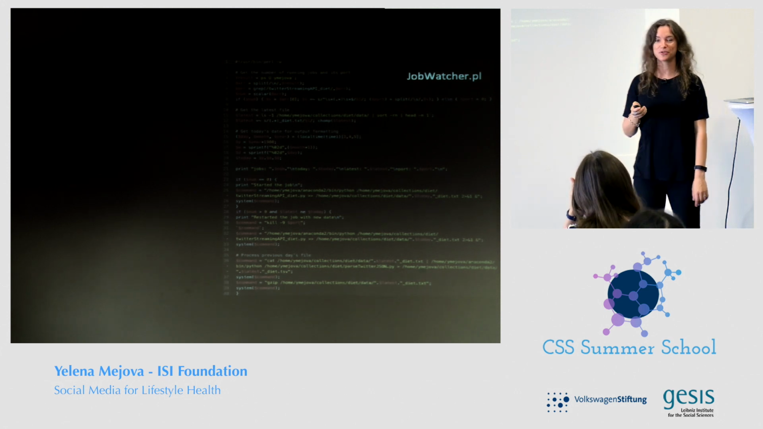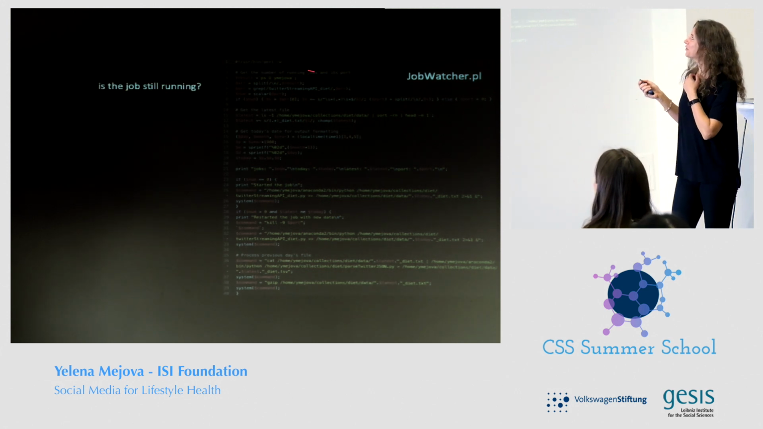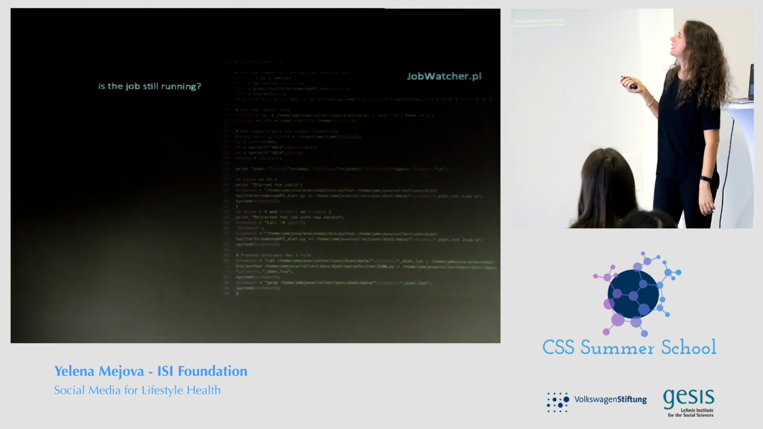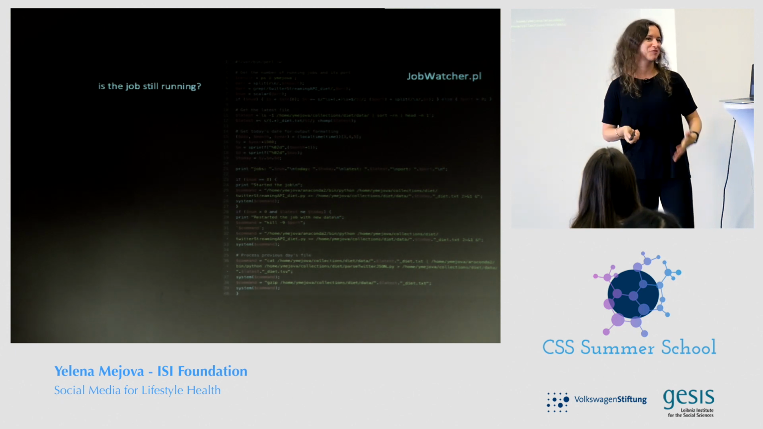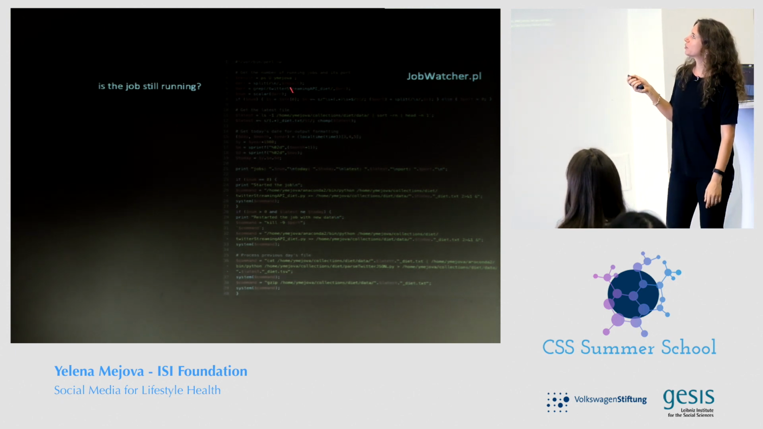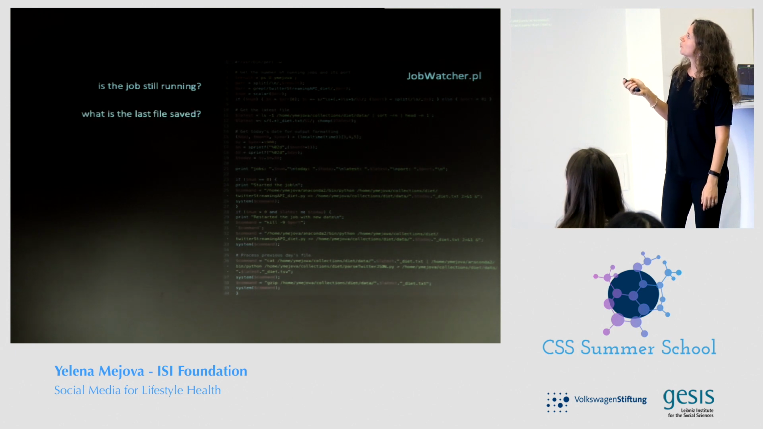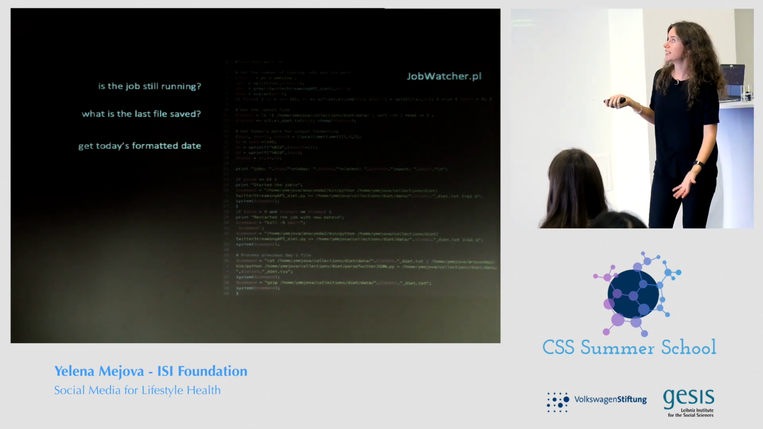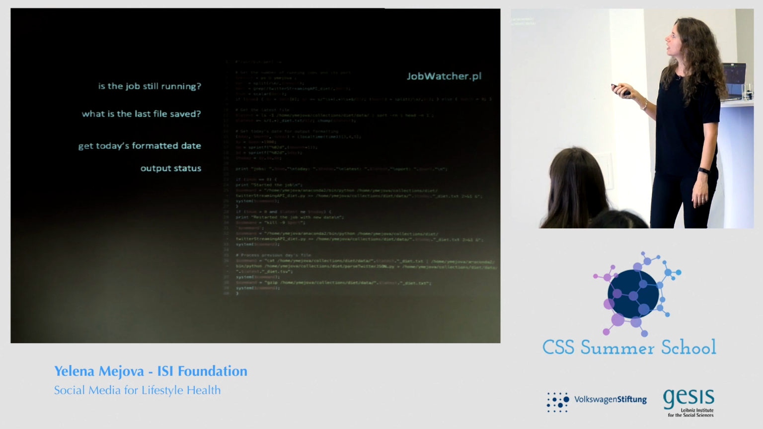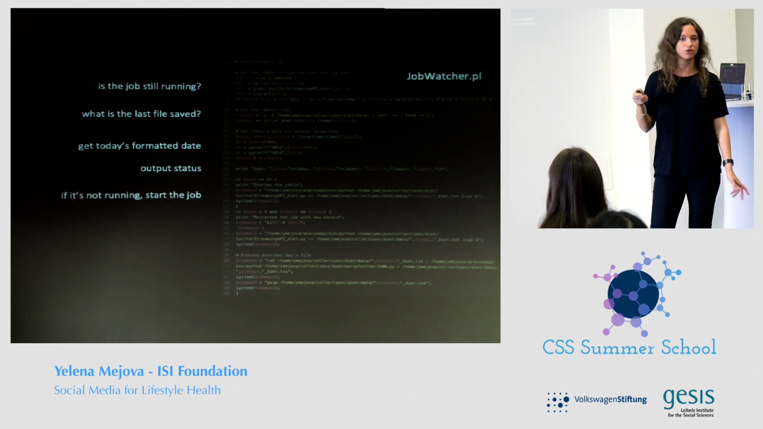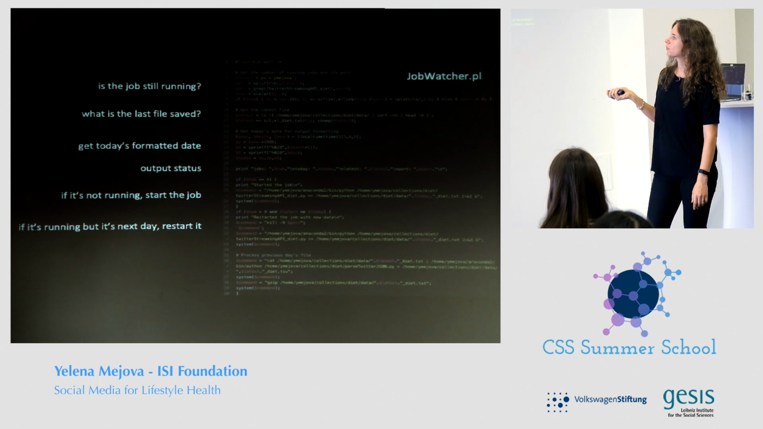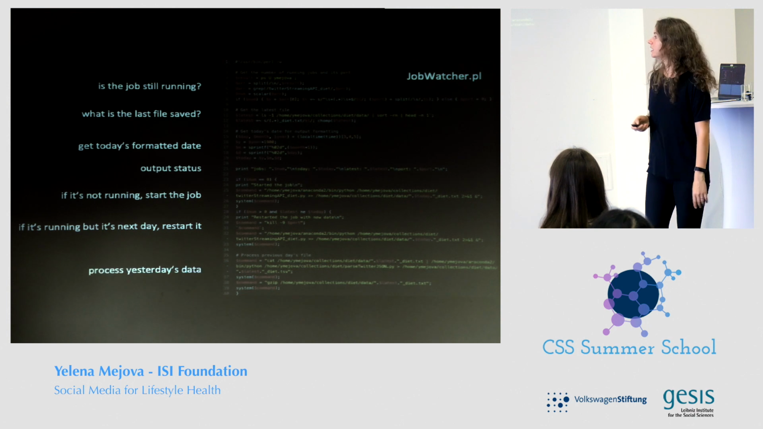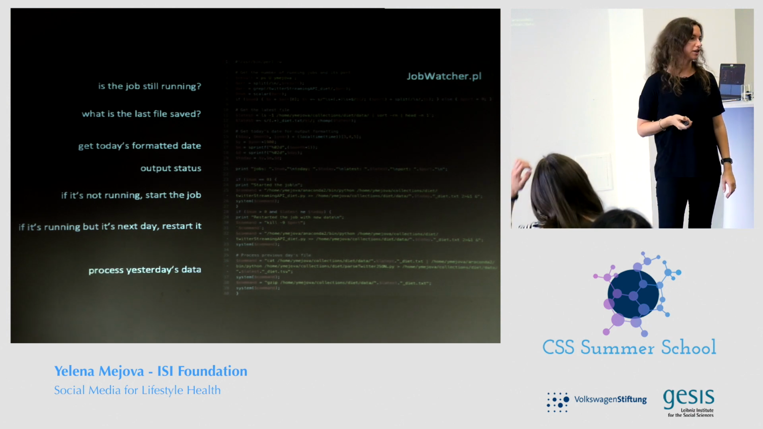Now, the job watcher is much more complicated, actually. The first bit of text, in fact, is written in Perl. I apologize to everyone, but it's just a neat language for these sorts of things. So we ask, is the job running? Where is the file being saved? What is today's date? And then we say, okay, what can we do? If it's not running, we restart the job. If it's running, but it's the next day, we restart the job, make sure our files are all handled nicely. And we can even process yesterday's data, right?